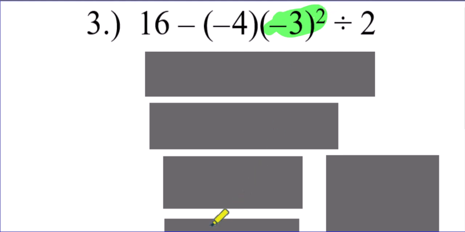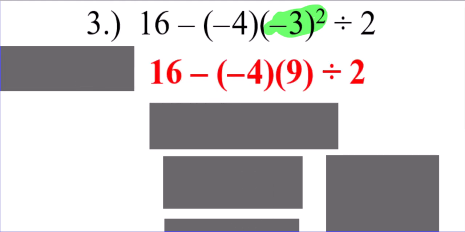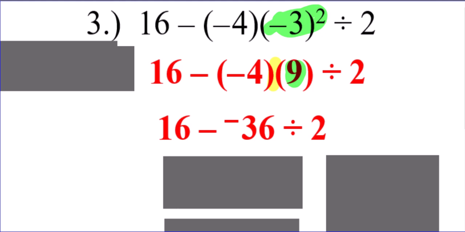Negative 3 to the second. Remember, if you have an even exponent, that's going to give you a positive result. So that's going to be positive 9. Bring everything else down. Now, when you have two sets of parentheses with nothing in between, that means multiplication. So negative 4 times 9, that's going to give you negative 36. Bring everything else down. Bring the 16 down, the minus, the dividing by 2.